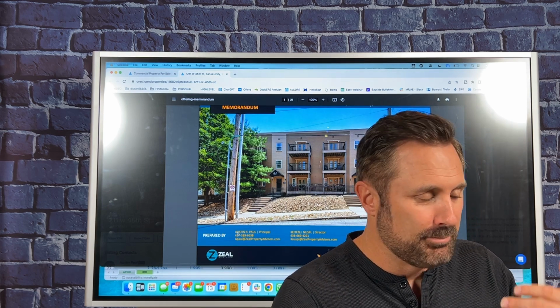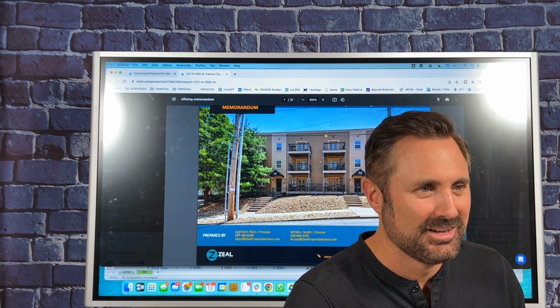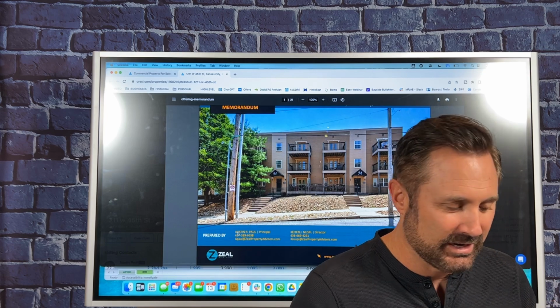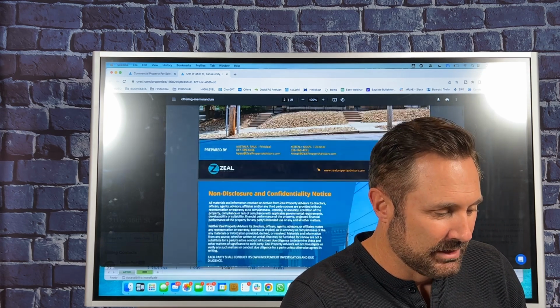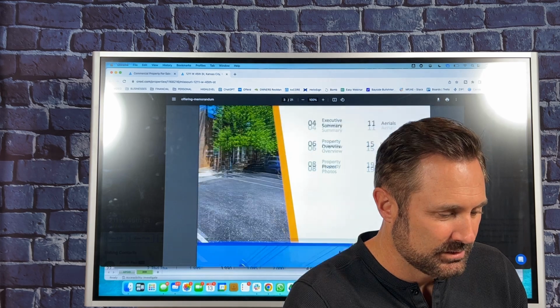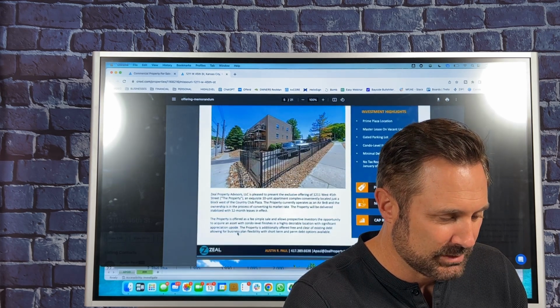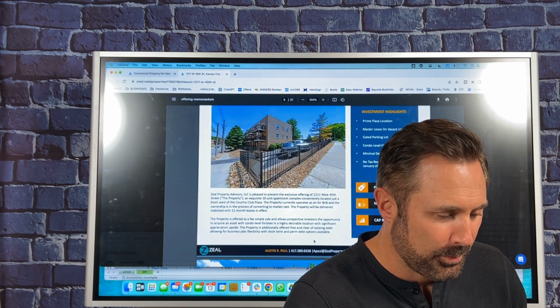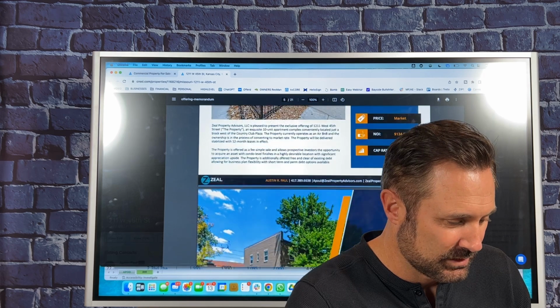This is a best case scenario. So it's your job to poke holes in it, analyze it, and make sure it makes sense. But it just kind of goes over details of the property, non-disclosure agreement, contents, executive summary on the property, where it's located, giving you some details, etc. We're going to kind of go through this real quick.